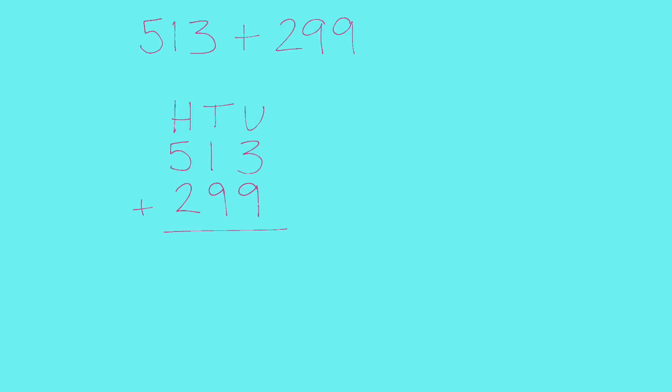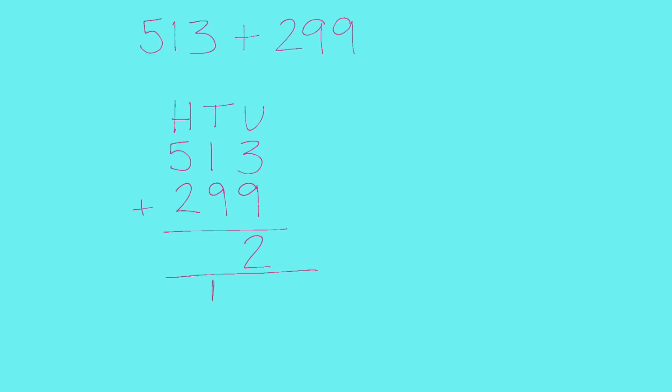Like before, we always want to start with our units column. So we're going to add 3 and 9. Now 9 add 3 is 12, so we know that the only thing that can go in the units is the 2 units, and then we need to put that 1 ten in the tens column. At this point it's quite useful to draw another line so that you can separate the numbers that you're carrying to your actual answers.